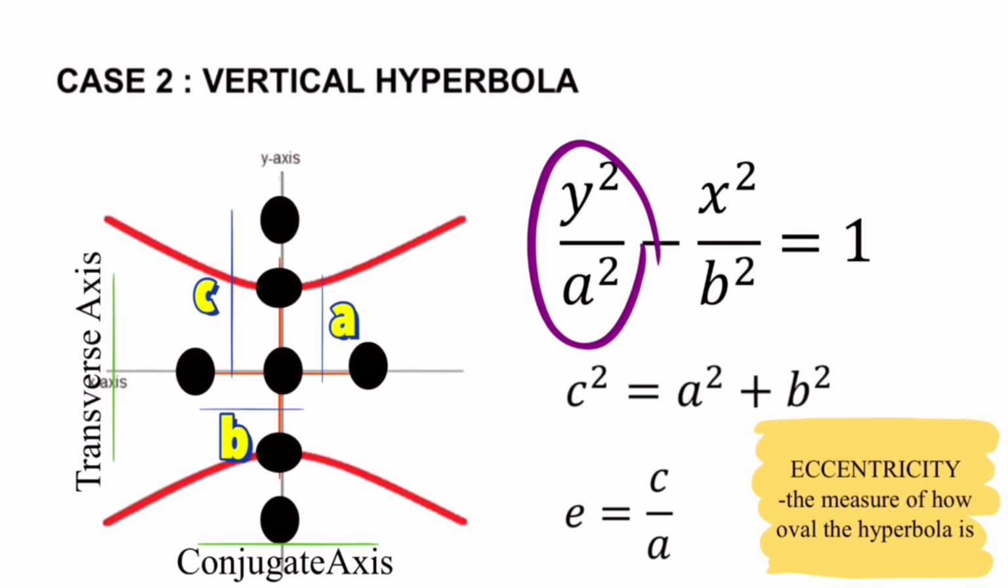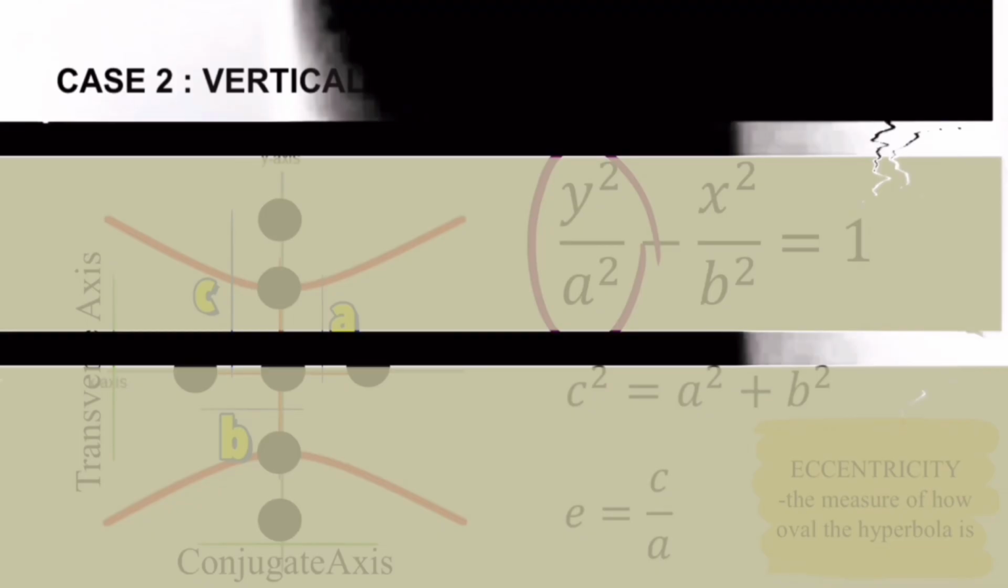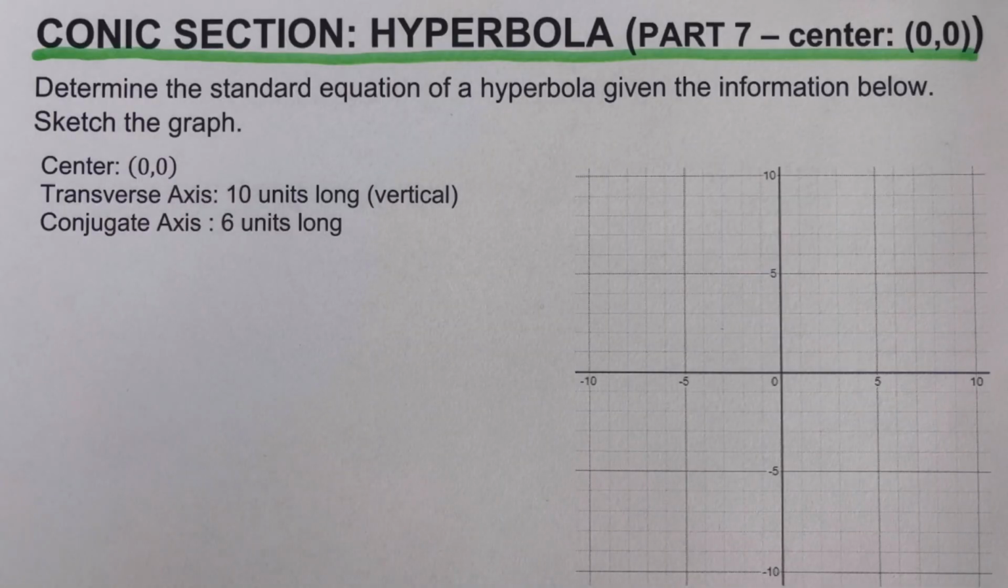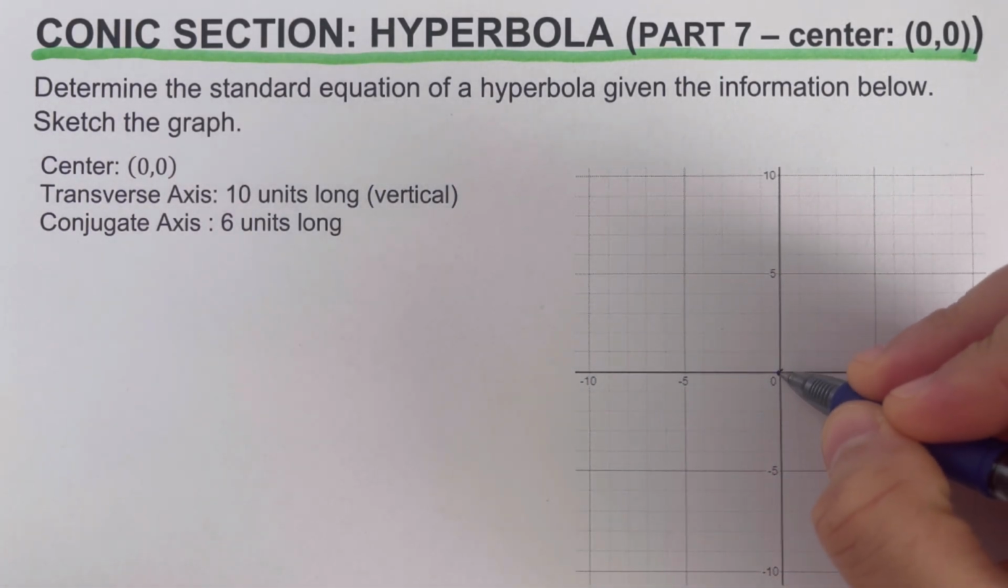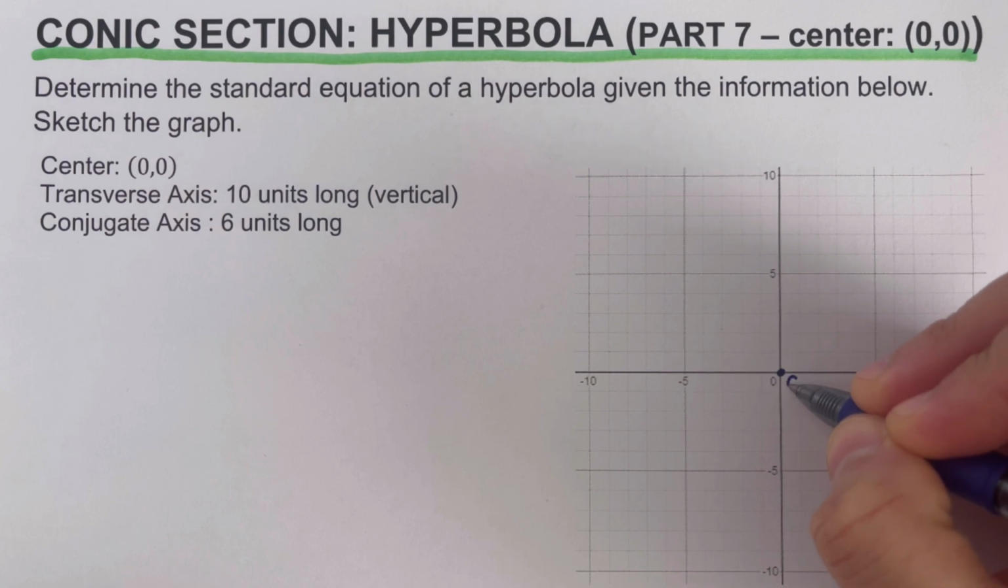So these are the two cases and the equations of a hyperbola with center at 0, 0, or at the point of origin. Okay, going back to the problem right here, we are given the center of the hyperbola is at the point of origin, or 0, 0. So I'm going to go ahead and label this as our center right here.